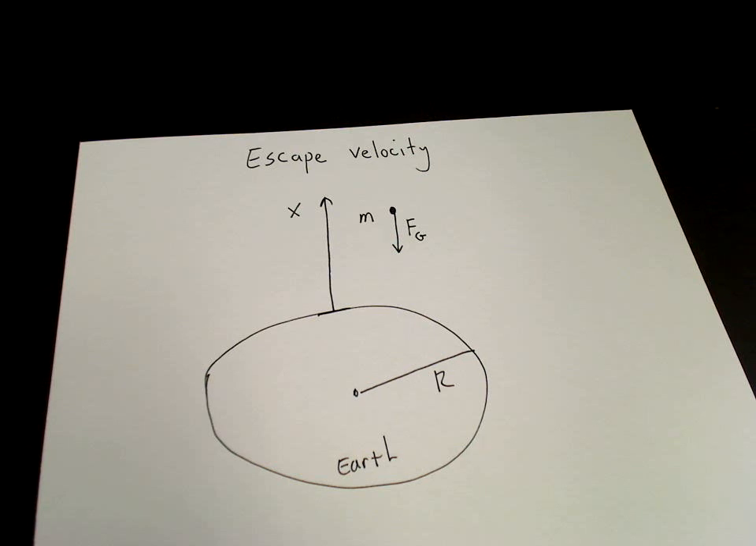Here I want to determine the equation for the escape velocity. The escape velocity is the minimum velocity at which you need to shoot a mass from the surface of the Earth so that it escapes the gravitational field. So we'll determine a differential equation that allows us to compute that velocity.